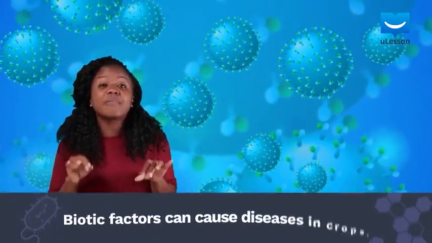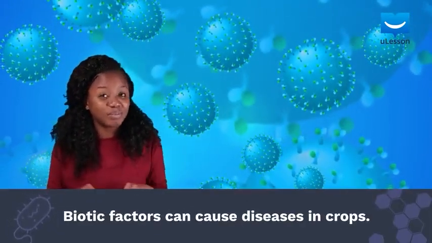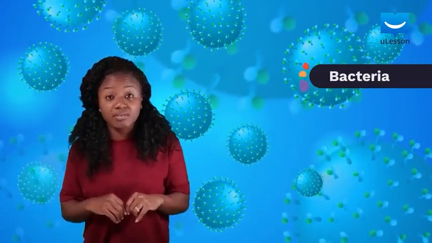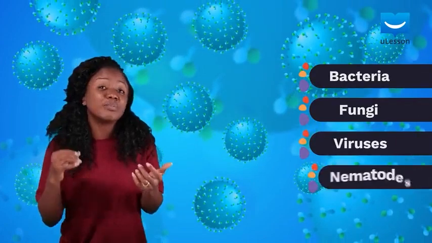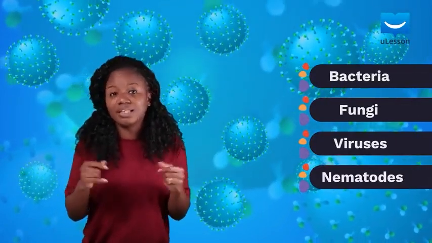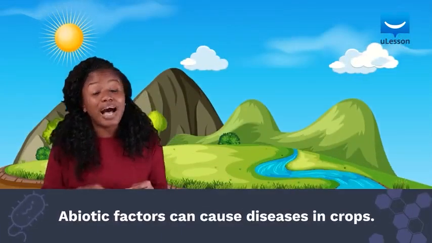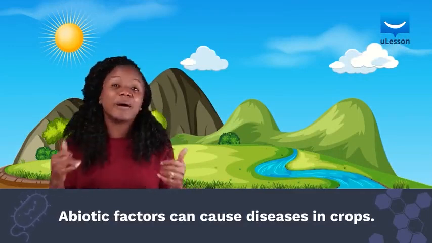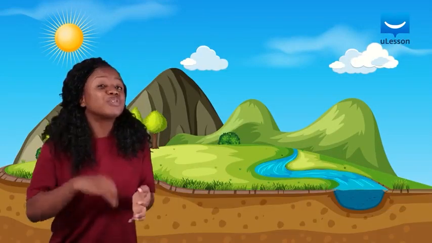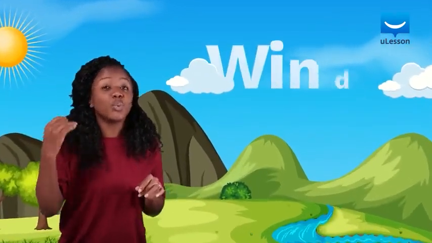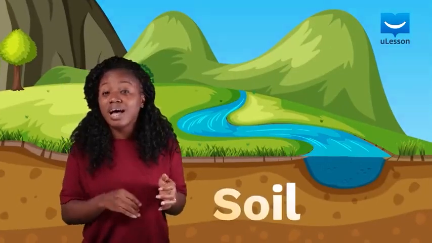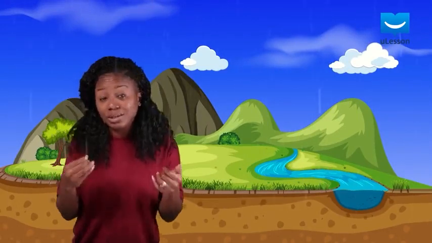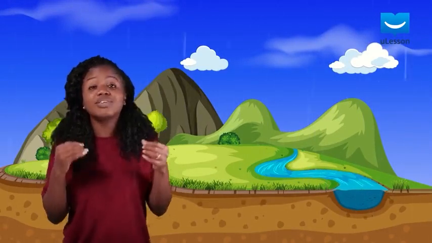Diseases in crops can be caused by living components of the ecosystem or biotic factors. Living organisms like bacteria, fungi, viruses, and nematodes cause diseases in crops or plants. Diseases in crops are also caused by the non-living components of our ecosystem or abiotic factors. Examples of these abiotic factors include wind, water, soil, and rain, amongst others. Excess rain, wind, water, and other abiotic factors may cause diseases in crops.